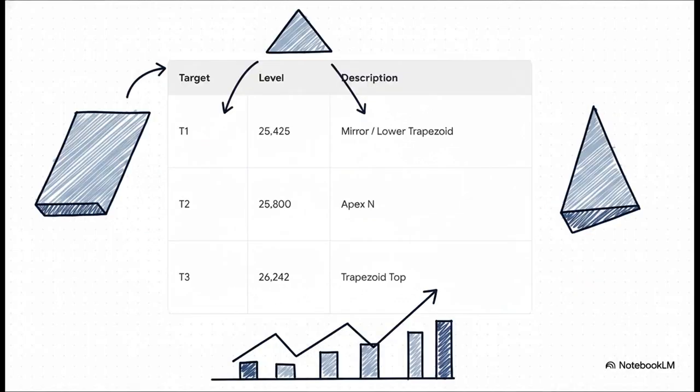Okay, with the whole setup in place, the model then gives us three potential price targets. Target 1 is at 25,425, which the model refers to as the mirror. Target 2 is at 25,800, a key level they call apex N, and the final target, T3, is up at 26,242, and that's described as the trapezoid top.